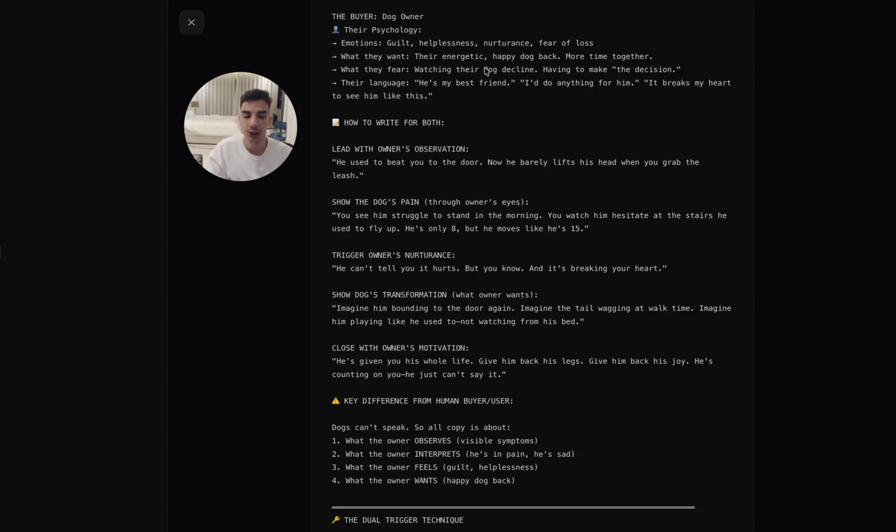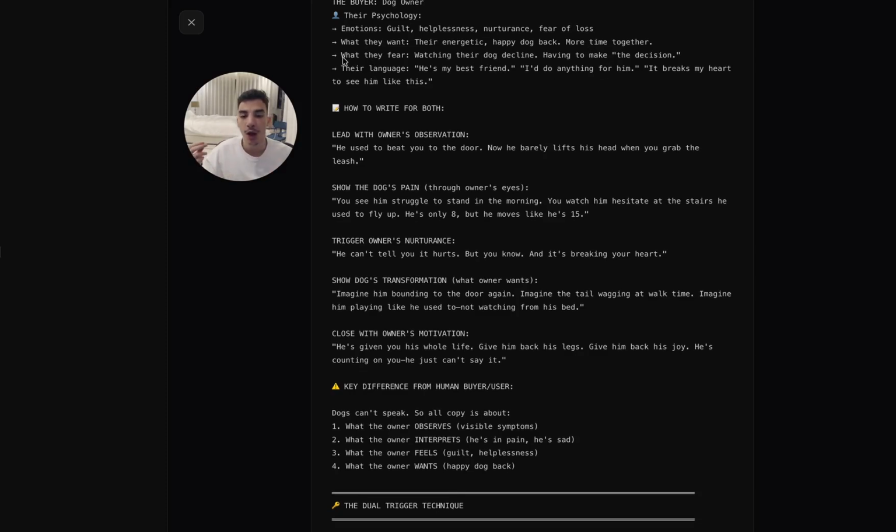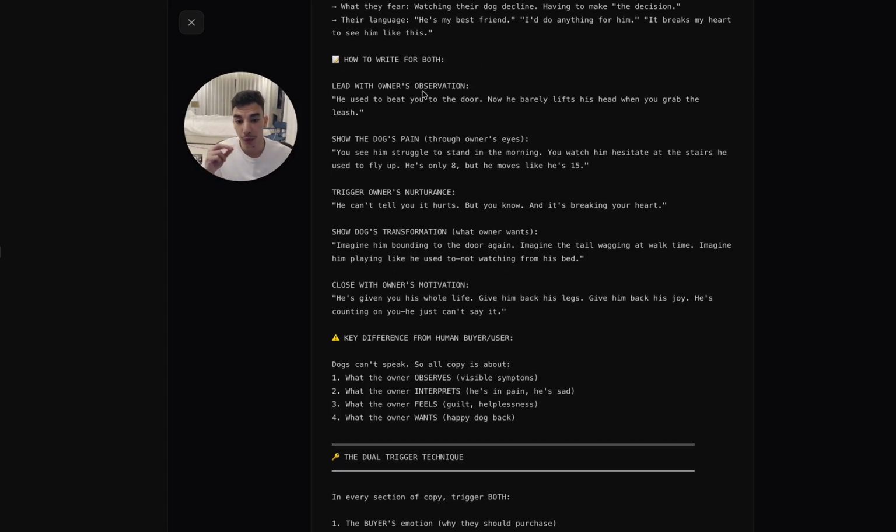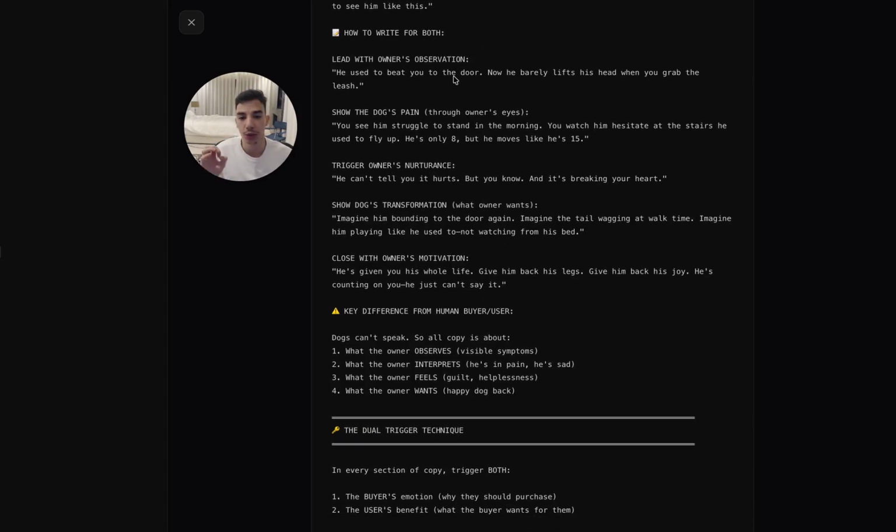What they want, their energetics: a happy dog, more time together. What they fear: watching their dog decline, having to make the decision. Their language: he is my best friend, I will do anything for him, it breaks my heart to see him like this. How to write for both: lead with the owner's observation. He used to beat you to the door, now he barely lifts his head when you grab the leash.